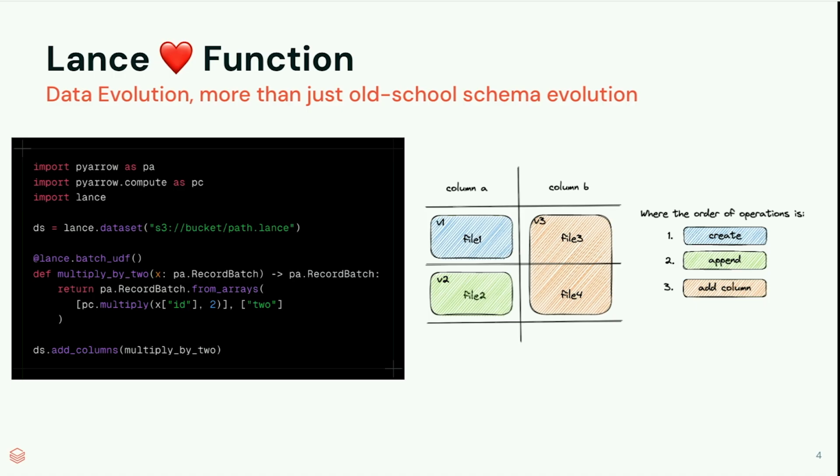But we are not just dealing with old school schema evolution. What we support is called functions. You can take a column and define your own function, what transformation you want to apply on top of that column to generate another column. This function will apply to each value in that column. So you can easily say, I want to multiply by 2, or I want to leverage some kind of model to generate information out of the existing column as a new column. I will give a more detailed example in later slides.